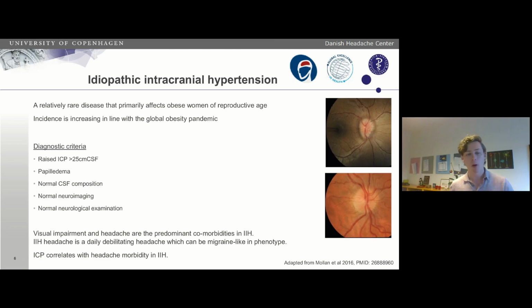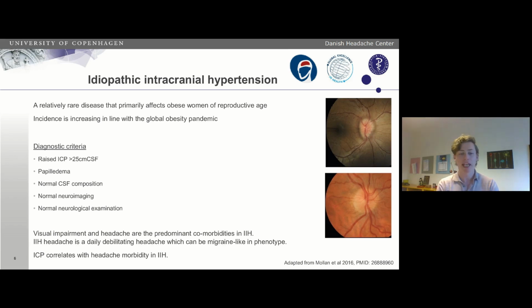Aside from these two positive symptoms, it's excluding other causes of raised intracranial pressure. So the CSF in these patients must have a normal composition. They must have essentially normal neuroimaging, although there's a few features which may well be coming to diagnostic criteria shortly. And they must have a normal neurological examination, with the exception of a sixth nerve palsy.